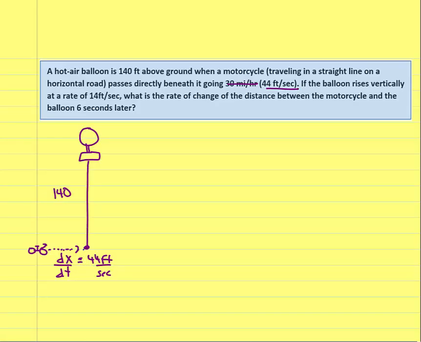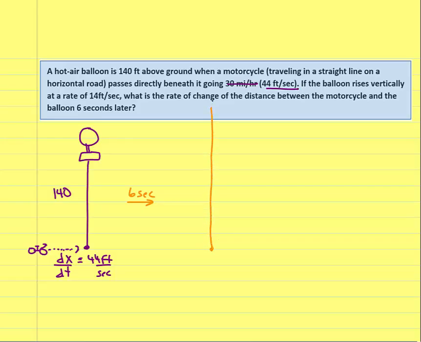Now, the motorcycle keeps going and the balloon keeps rising, and they want to know the rate of change of the distance between the motorcycle and the balloon 6 seconds after this. So let's draw another picture 6 seconds later. The balloon is going to keep going higher, and I'm going to run out of space here.